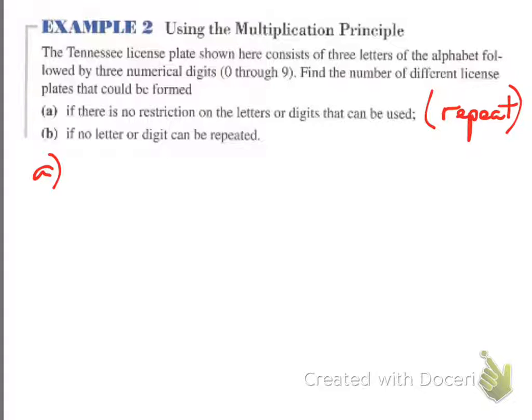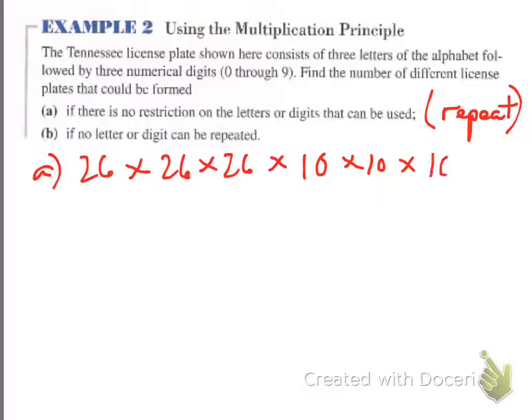Well, the first 3 places are letters. So how many options are there? There are 26 options because there are 26 letters in the alphabet. Times 26 times 26. That accounts for the first 3 letters. Now the 3 numerical digits, and again, we're allowed to repeat here. So from 0 to 9, that's 10 options. So we're going to multiply all 6 of those together, and we're going to get an astronomical number, 17,576,000 ways.